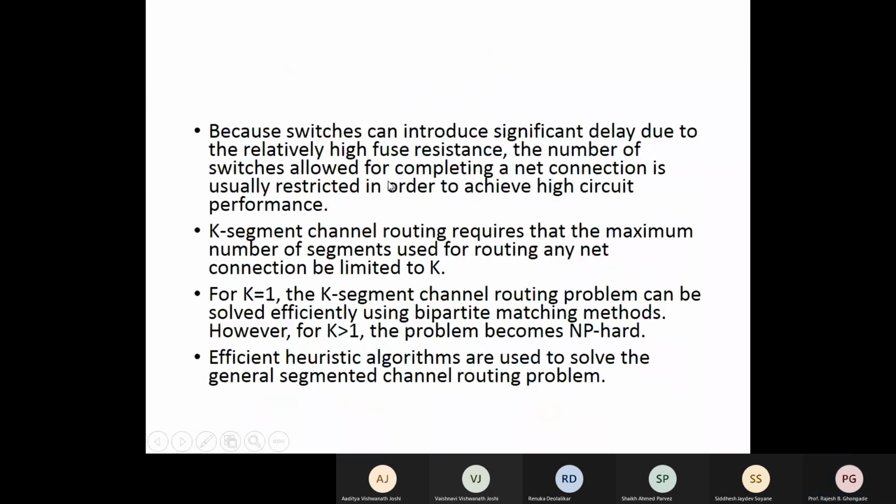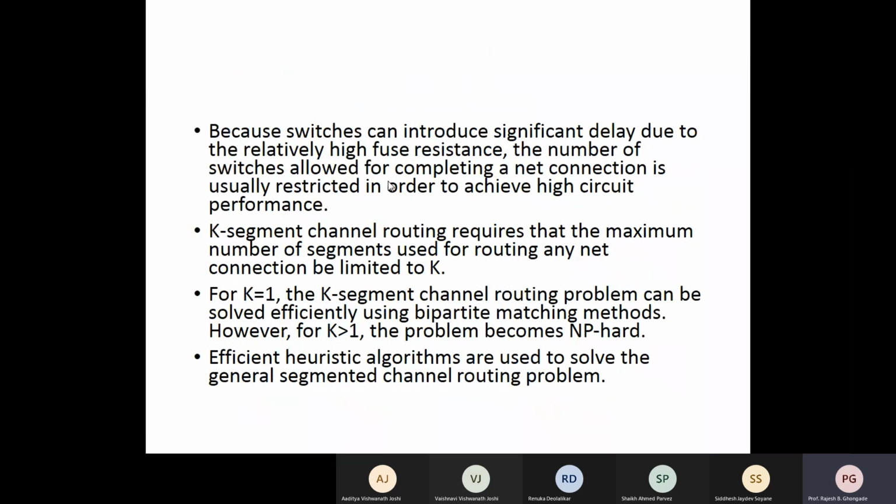route it this way because switches can introduce significant delay due to high fuse resistance. The number of switches allowed for completing a net connection is also restricted. So you have to not only see to it that the length is minimized, but at the same time the number of switches that come into the picture in a particular length also have to be minimized, because each switch will provide some kind of resistance. Though it is very small, it may accumulate with the number of switches and you may have timing issues again.